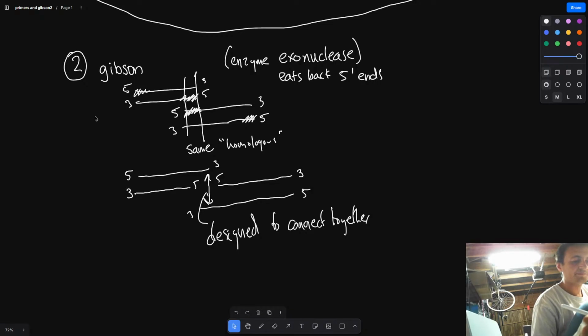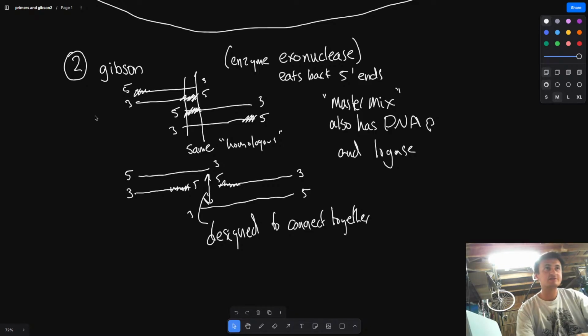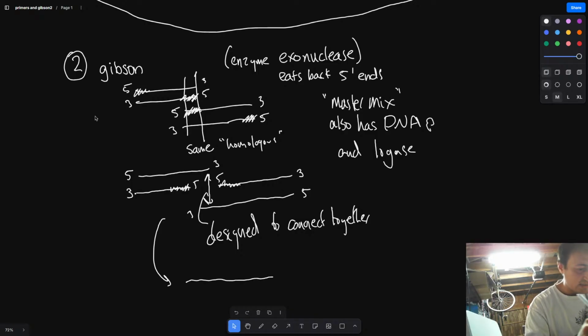So the reason why I thought of that is that this can actually chew back more than you want, more than the homologous region. But this master mix also has DNAP and ligase. Okay, so basically what's happening is that, let's say that these go to here. So we have a big long strand like this, and then a big gap. And then same here.